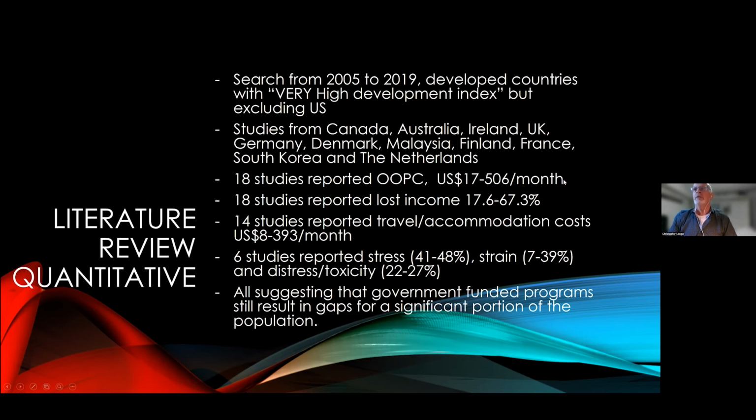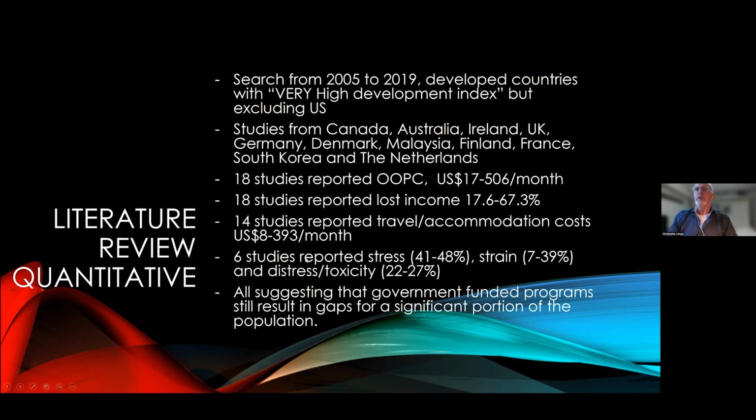There's quite a bit of range here in the reported monthly out-of-pocket costs. Some as low as $17. And obviously this has a lot to do with how good the wraparound services are in these countries. Lost income, the range wasn't quite as low, but again, some countries do have programs where there is an income compensation for people who have cancer, or any kind of serious health illness. And then 14 studies reported travel accommodation costs, again, that varied between $8 and $3.93, again, somewhat dependent on the level of support within those countries.